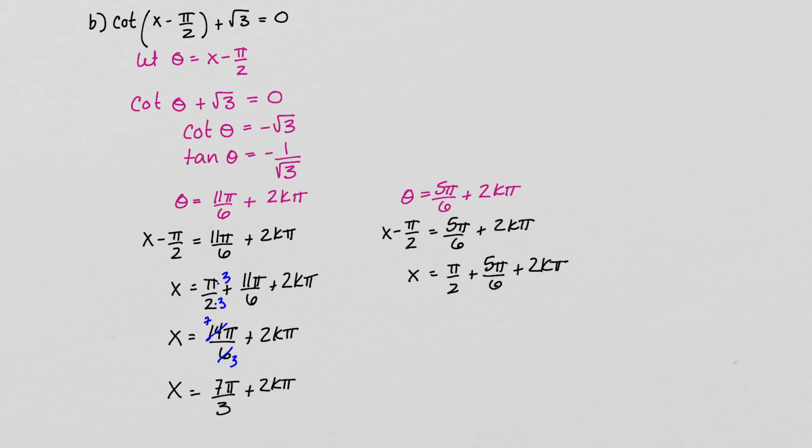So again, the common denominator would be times 3 times 3. So x is going to be equal to, so the bottom's going to be 6, so I have 3 pi plus 5 pi is 8 pi plus 2k pi. And then 2 goes into 8 4 times, 2 goes into 6 3 times. So x is going to be equal to 4 pi over 3 plus 2k pi.